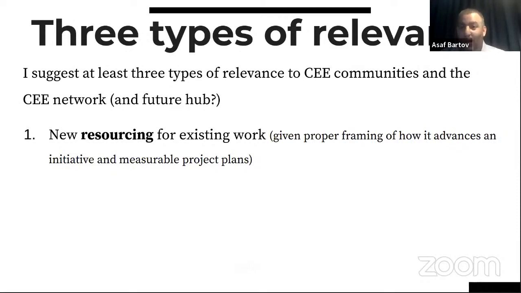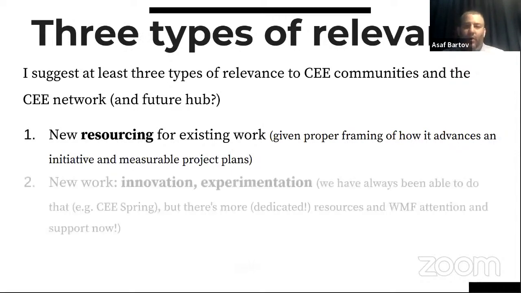All of you are doing some work. I think all of you are doing at least some of the work that is definitely relevant to one of these initiatives. And therefore, there must be something that all of you can frame or channel as relevant and therefore as falling under this new kind of resourcing, money and time, that's available in the movement, specifically from the foundation, but also possibly from other peers. So that's, I think, the widest appeal of relevance to all communities.